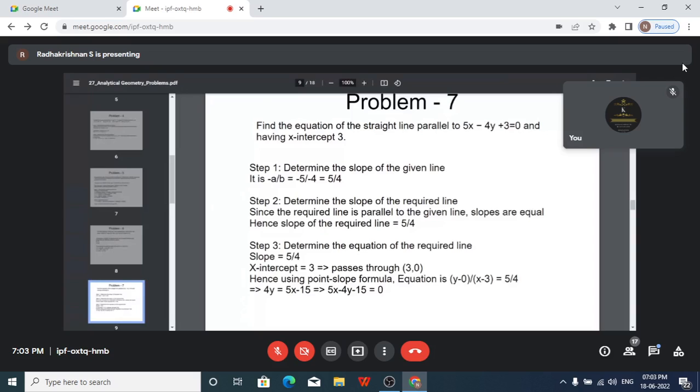So the slope of the line is minus a by b. So that will be minus 5 by minus 4, which is 5 by 4. Slope of the given line is 5 by 4. That is your first step.